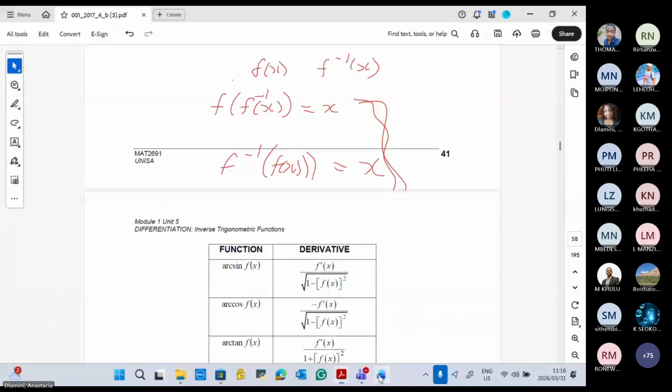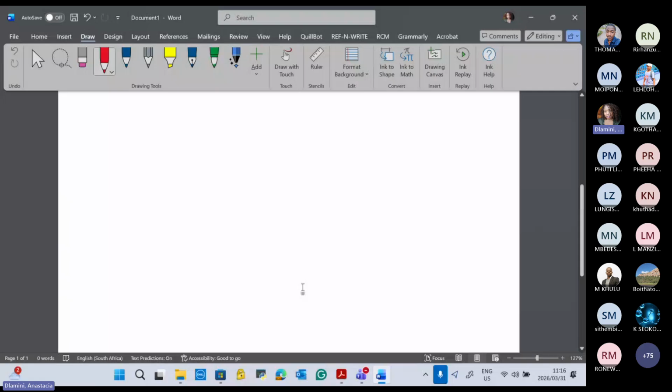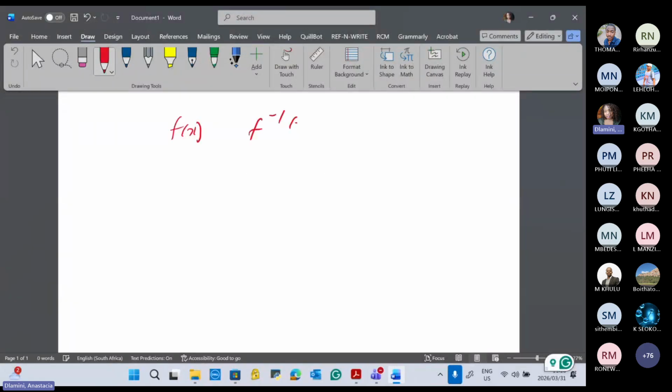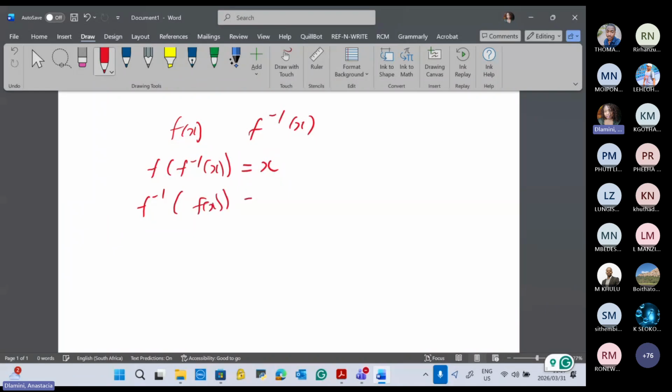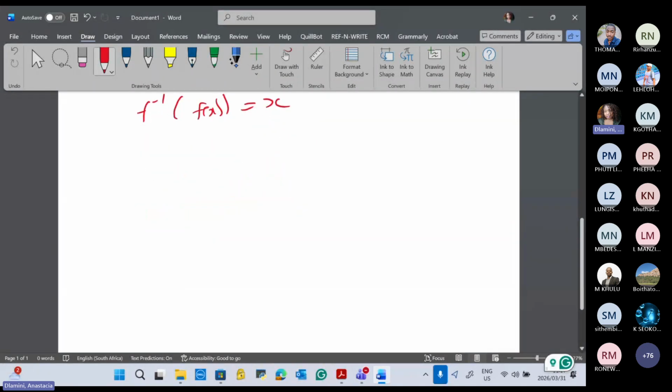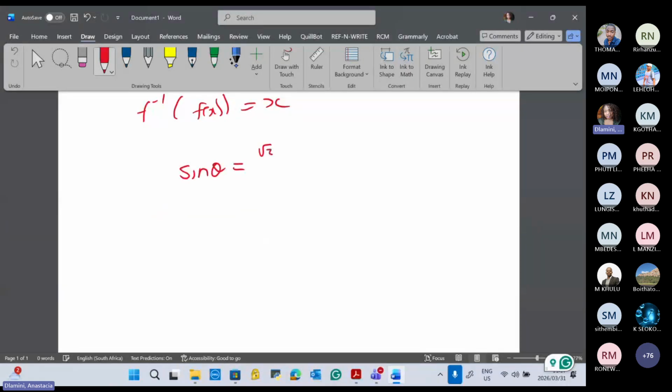Sorry. Okay, so I'm saying that if you have a function f of x and you know how to find the inverse of a function, if you take that function and substitute it inside the inverse, then you will get what? You will get x, right? Or if you take the inverse first and then put the function inside the inverse, then you get x.